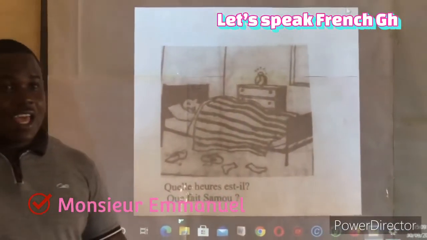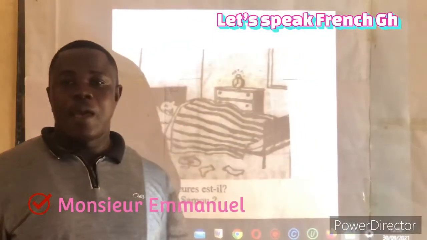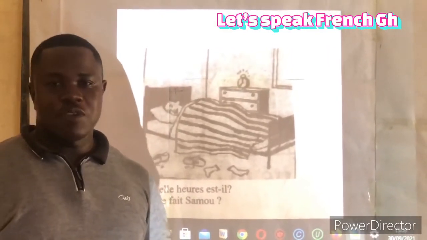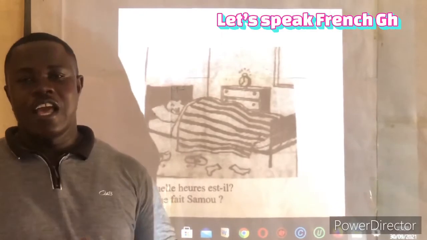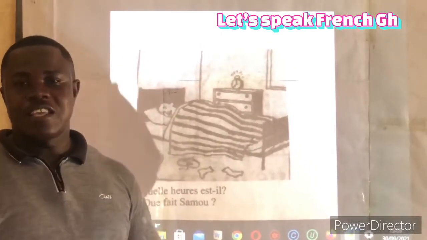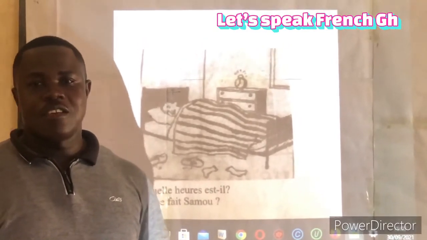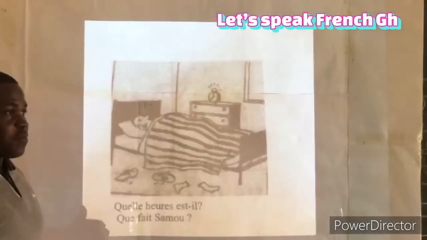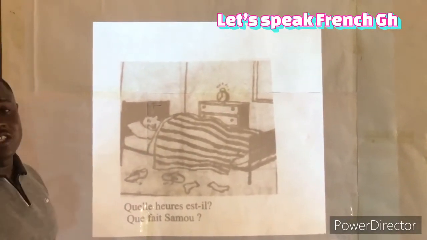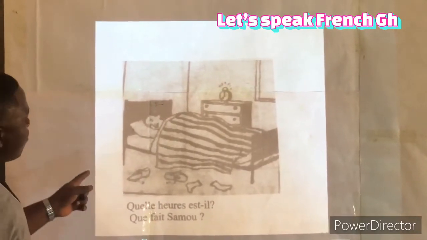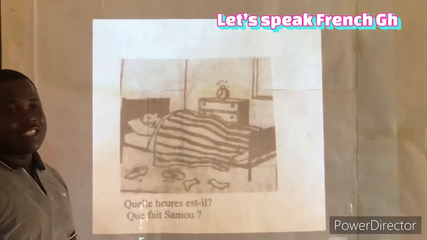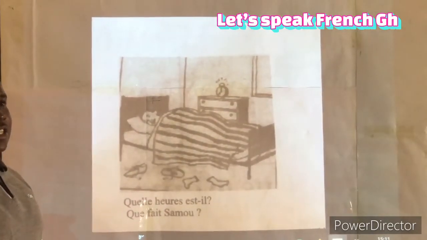Today we are having a lesson that I describe as a lesson of picture description. I'm going to display different pictures on the screen, and I'm going to help my viewers describe the action that is taking place in the picture. Alright, so in the first picture, if I'm describing it in English, I can see somebody sleeping, and there's a clock here indicating the time that the person is sleeping.